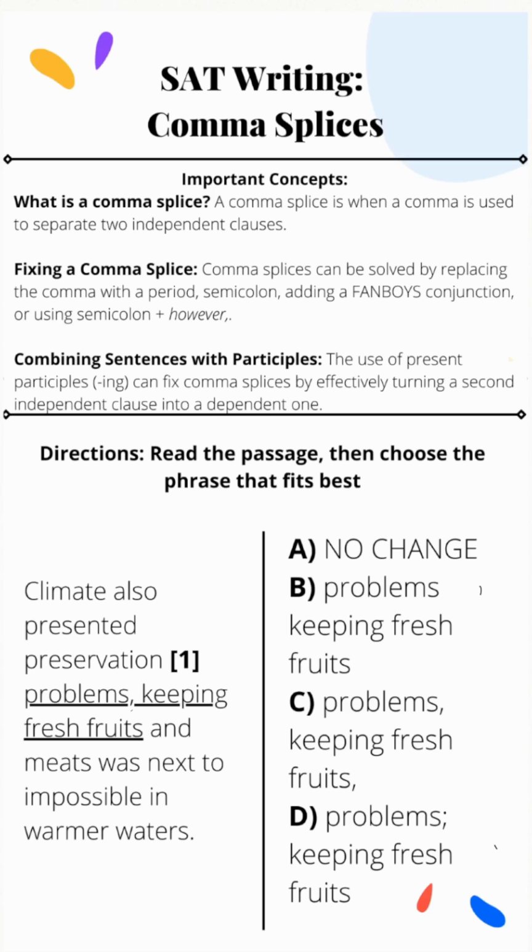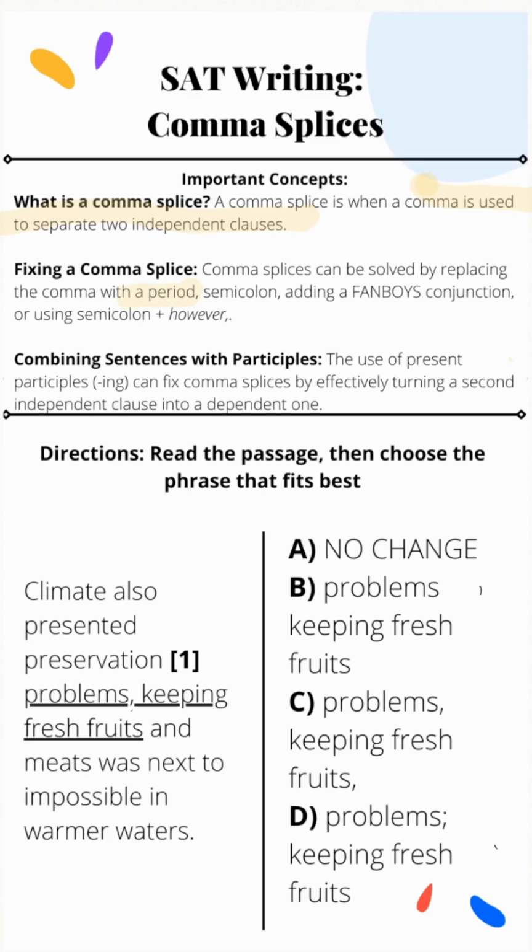A comma splice is when a comma is used to separate two independent clauses. Within the English language, you use commas to separate a dependent clause and an independent clause. So maybe that dependent clause can give a little bit of extra context to an independent clause that already can stand on its own.